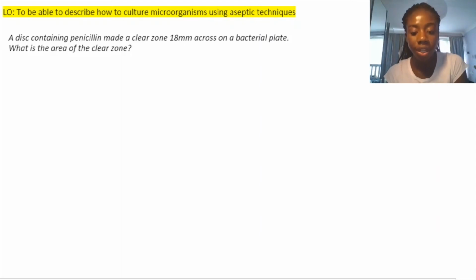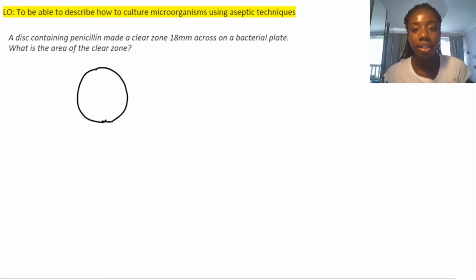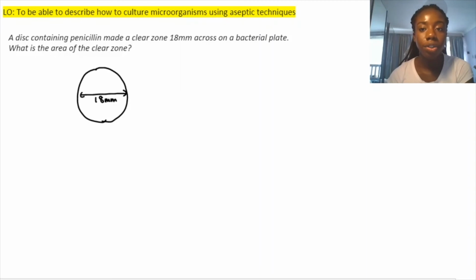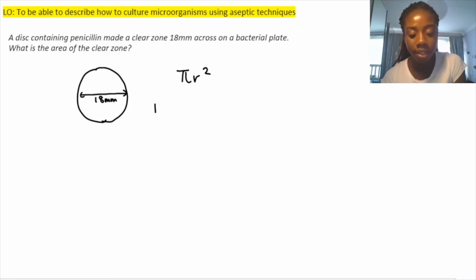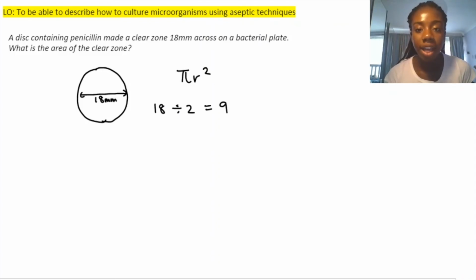So for this question, let's say our clear zone is roughly going to be a circle, and it tells me that it is 18 millimeters across, so that's the diameter. So from edge to edge, that is 18 millimeters. And as we've previously mentioned, the formula that we use to work out the area of the clear zone is pi r squared, where r is the radius. And we know that the radius is half of the diameter, so in order to find that value, all we have to do is divide 18 by 2, which is 9. And then we can pop our value into our equation to work out the area of the clear zone.